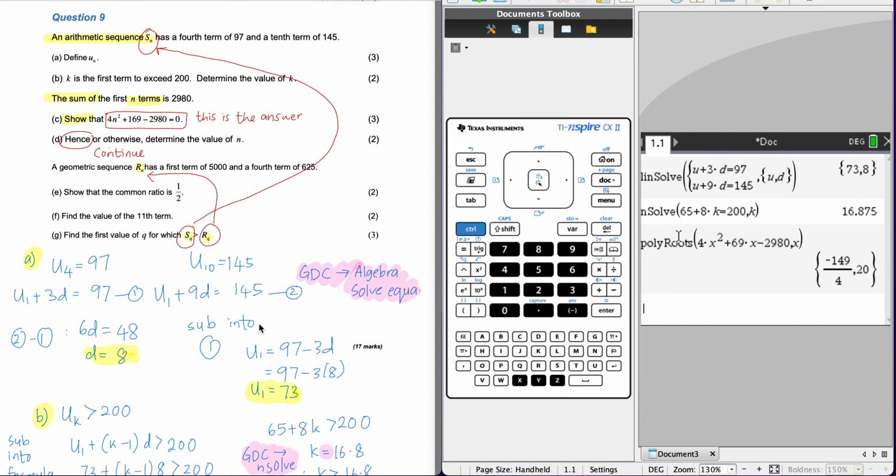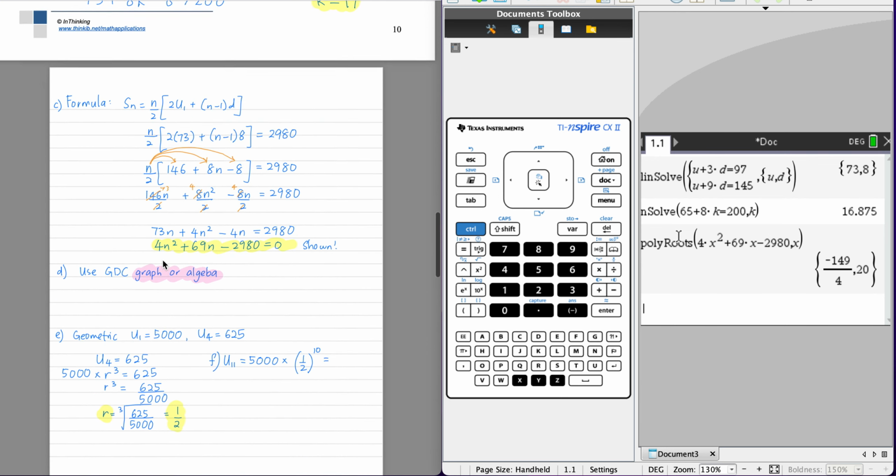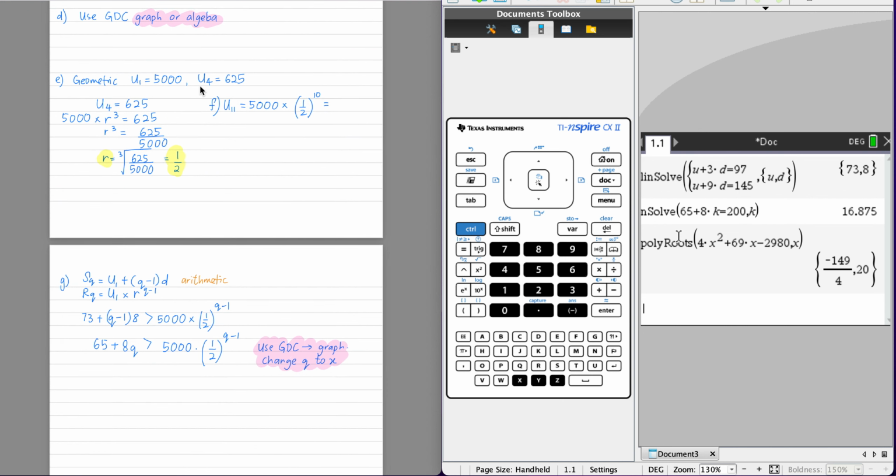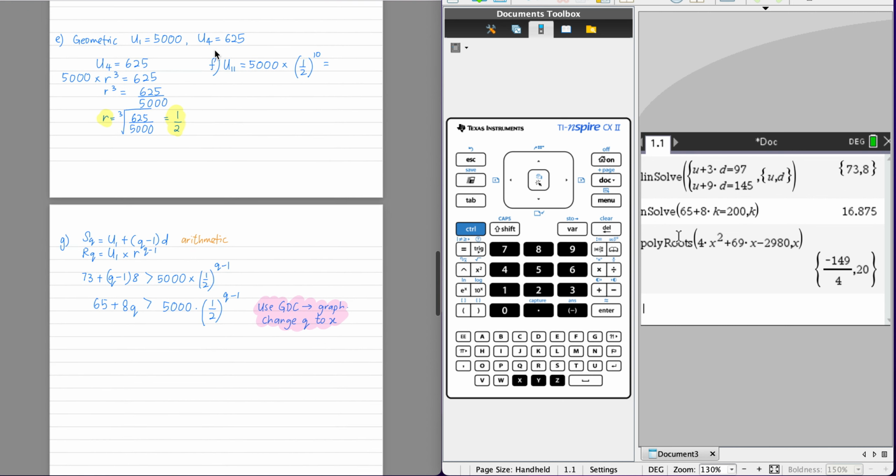Okay, let's break it into the formula. Show that the common ratio is half. So here, 5000, u4, the fourth term, is 625. So 625 equals 5000 times r to the power of 3, since 4 minus 1 is 3. Then we move to the other side and we cube root this and we get half. So you can do a little bit of algebra, then cube root that using a GDC, and you get the answer.